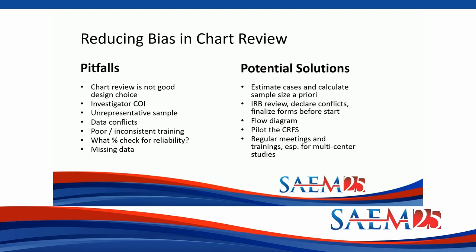Some of the pitfalls I mentioned earlier is that sometimes it's not the right design choice. Sometimes the data that we have are either conflicting or absent. And we may not have a good way established to check for reliability and deal with missing data. Some of the solutions would be to estimate cases, calculate the sample size a priori, which I think is always valuable to do ahead of time, and deal with conflicts of interest right away.